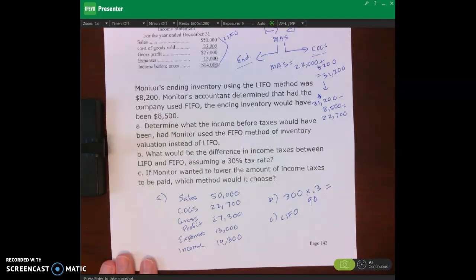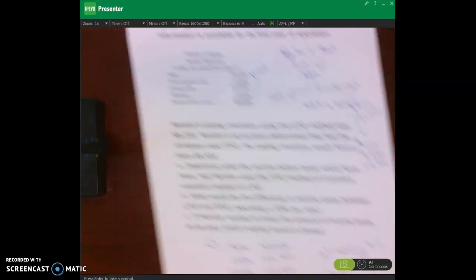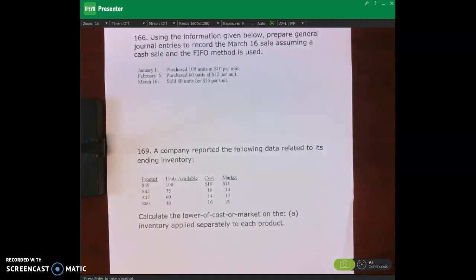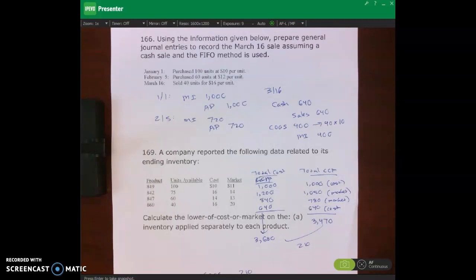All right. So let's look at page 143 right over here. And I'm going to pause the lecture video, and I want you to do these two problems, and then we'll come back and check it. Okay? Okay, hello and welcome. So let's see how you did.